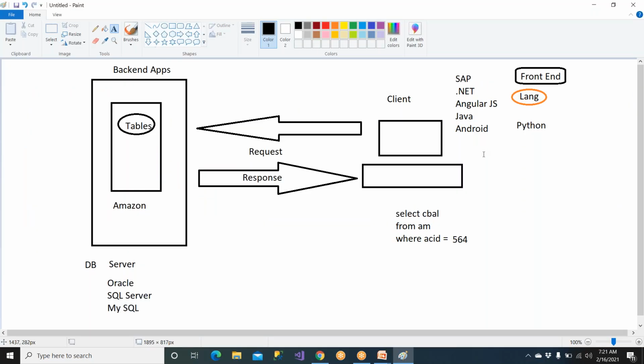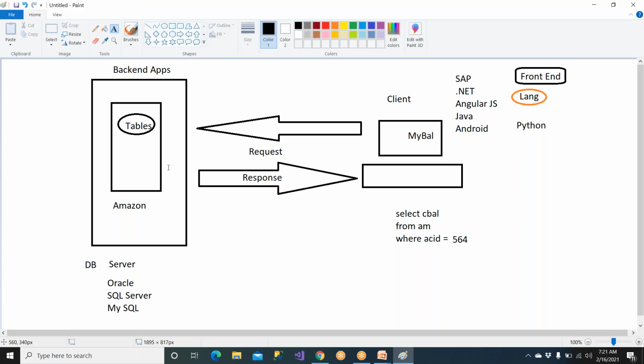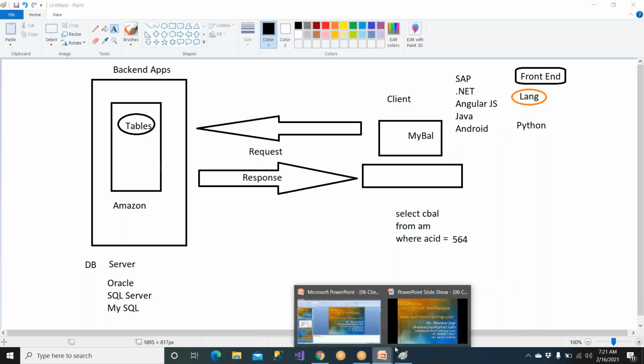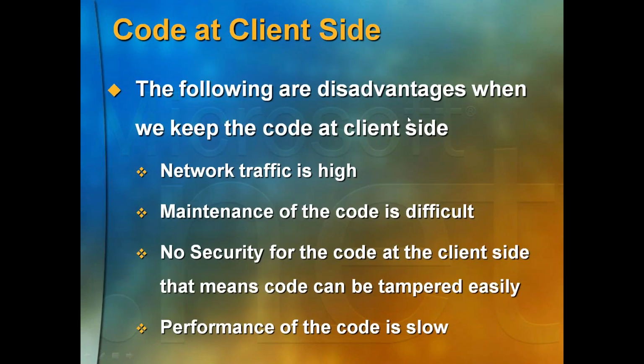But the problem is, every time you click on get my balance, which is a simple link, or show my balance, when you click on this link in the ATM, these lines will go. So there are a lot of issues here. What are the issues? The following are the disadvantages when we keep the code at the client side.